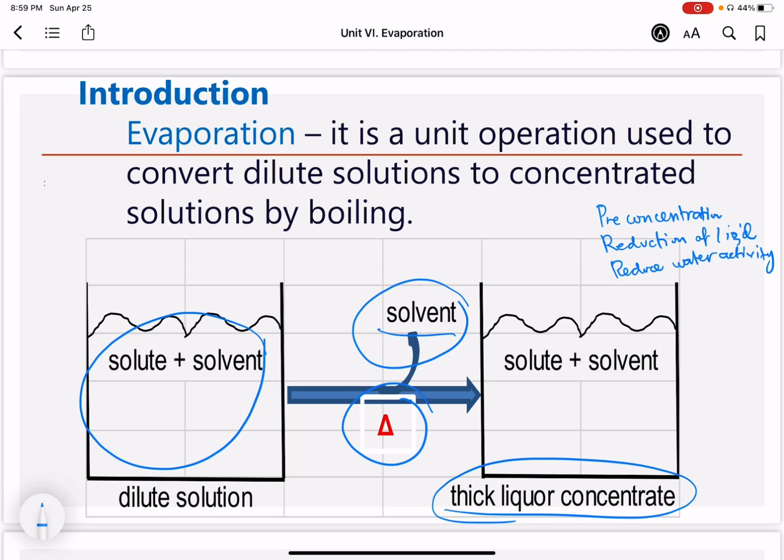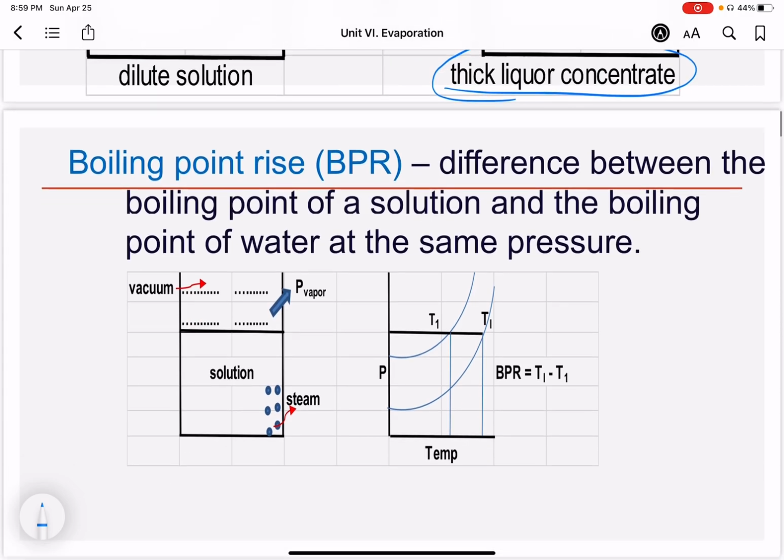So the design of an evaporation unit requires the practical application of data on heat transfer to boiling liquids, together with the realization of what happens to the liquid during concentration.